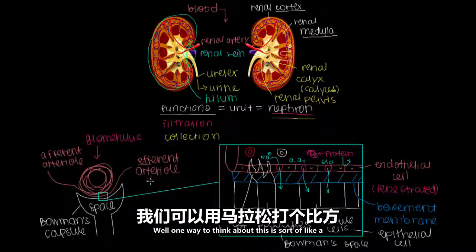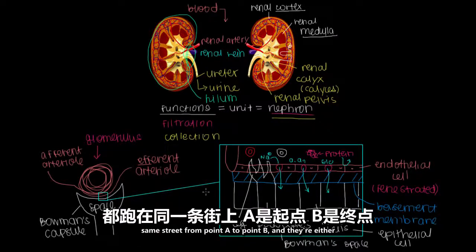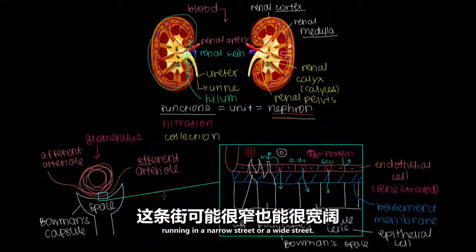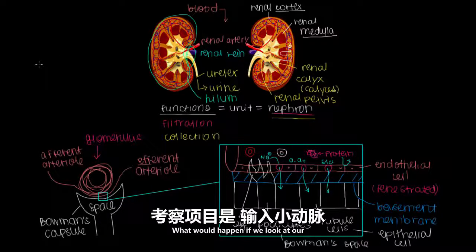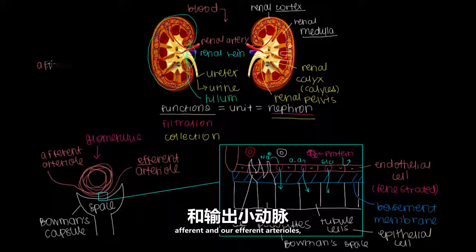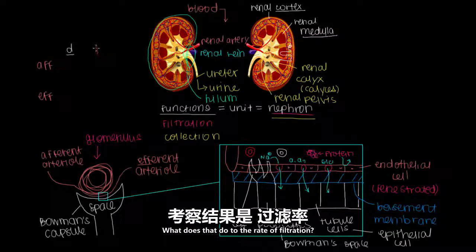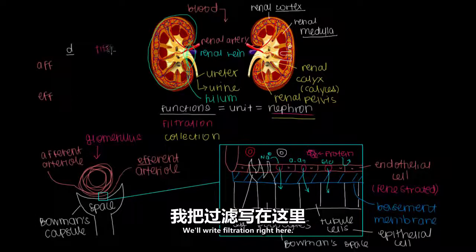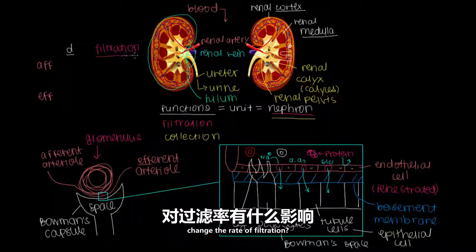Well, one way I think about this is sort of like a marathon, where there are a lot of people running on the same street from point A to point B, and they're either running in a narrow street or a wide street. So let's make a table to sort of think about this. What would happen if we look at our afferent and our efferent arterioles, and we change the diameter of the vessel? What does that do to the rate of filtration? So I'll just write filtration right here.